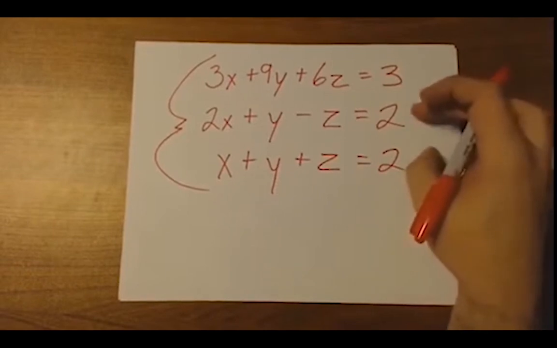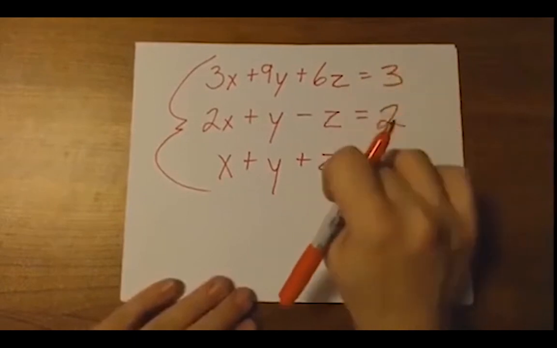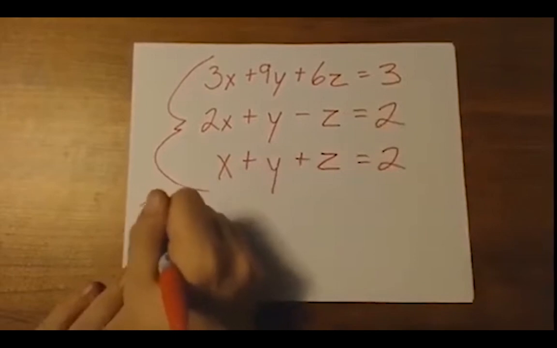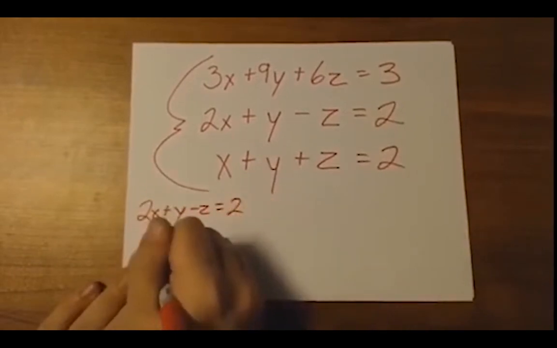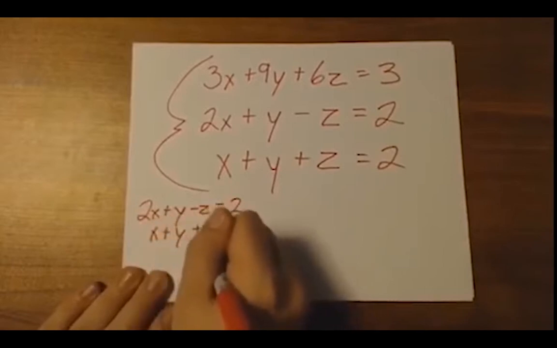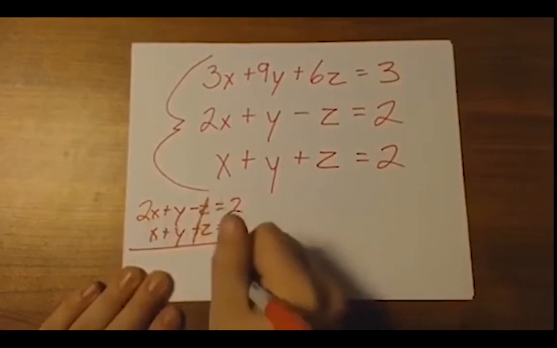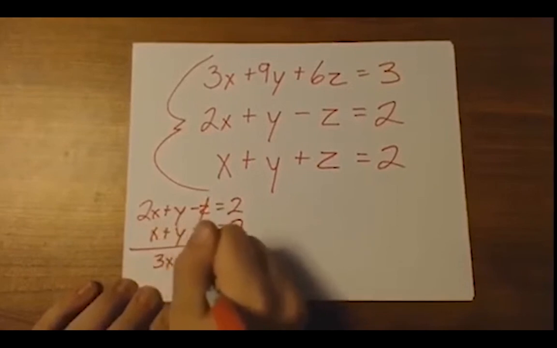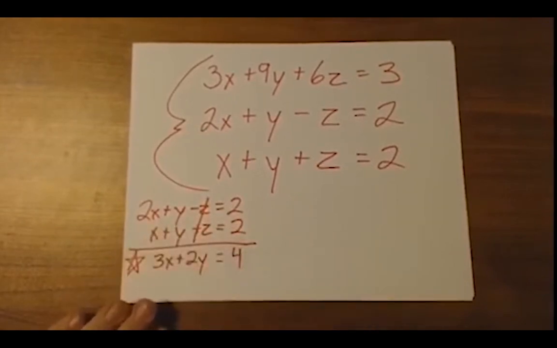I'm going to take these 2 equations right here. Why? Because notice, negative z, positive z. I could eliminate that right away. So 2x plus y minus z equals 2. X plus y plus z equals 2. If I add down, that z is gone. 3x plus 2y equals 4. That's one of the 2 equations that I'm going to create.